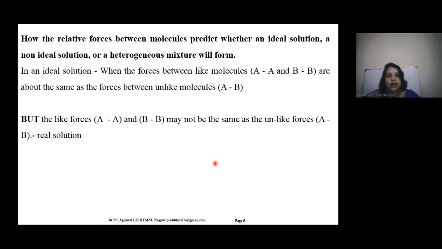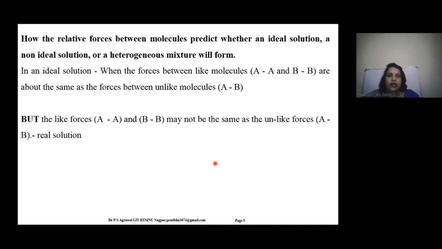But when the unlike forces are weaker than the like ones, the molecules are less strongly attracted. So energy must be added during the solution process. So delta H is greater than 0 and the volume will be larger than expected. If the like forces are much larger than the unlike forces, a solution does not form and a heterogeneous mixture is produced. So these are the forces which decide which type of solution will be formed.